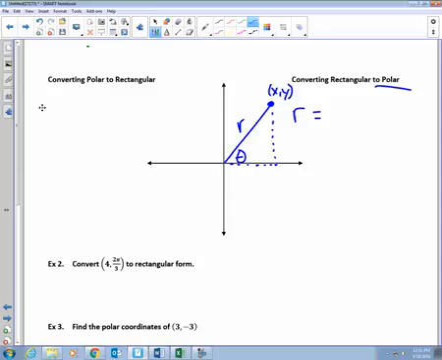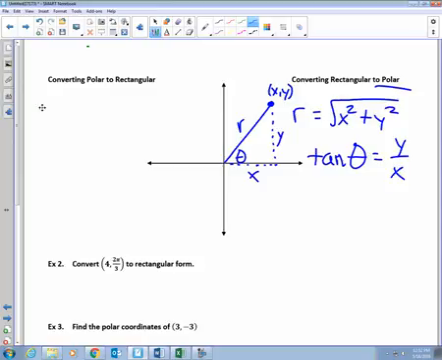Can somebody tell me how could I use X and Y to come up with R? Very good. R is equal to the square root of X squared plus Y squared. Just like from the last unit, we did square root of A squared plus B squared. Same type of thing. And then in order to find theta, we solve tangent of theta is equal to, anybody? So B over A, we're going to use Y over X. We solve that argument.